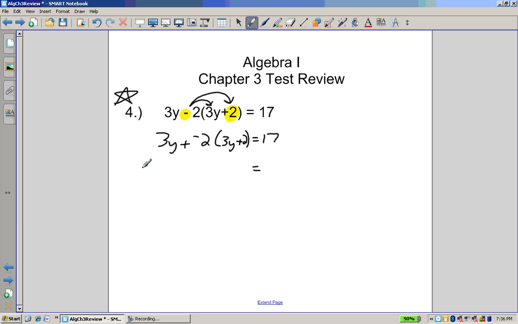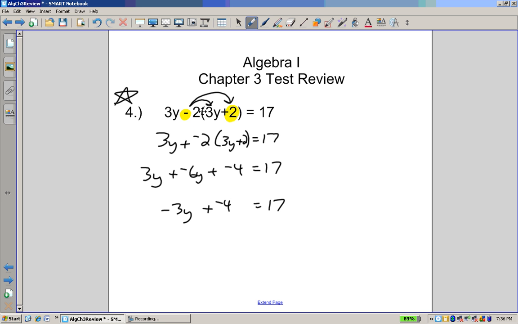So, first distribute, let's leave the 3y alone for a moment. Negative 2 times 3y is negative 6y. Negative 2 times positive 2, negative 4. So, first distribute, then combine all of your like terms. So 3y plus negative 6y is negative 3y.